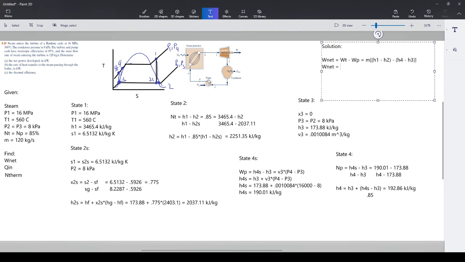So we have H1 minus H2 is 3465.4 minus 2251. Make sure you use the actual ones, not the isentropic values here. A lot of people make that mistake and they lose just a little bit of points. Not a whole lot, but they end up losing something, and you want to try and hold on to those in a death grip. And so you multiply by 120 and you end up with the following. You end up with 143,408 kilowatts, something like that. So you end up with this as your kilowatts, and you could obviously put this into megawatts, but you get the point, right?